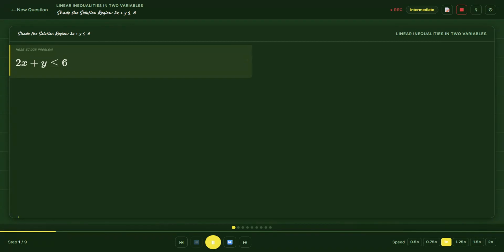Hello, today we need to shade a region on a graph for this inequality. We want to find all the points where 2x plus y is less than or equal to 6.